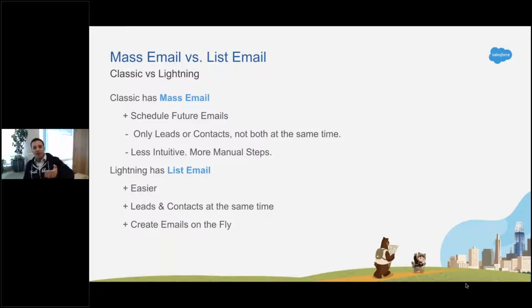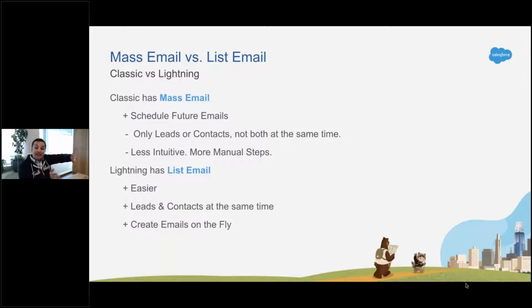But the downsides are with mass emails, you can only send emails to leads, however many leads you want, but not contacts, or just contacts, but not leads. You can't mix and match. You have to send 2 emails if you want leads and contacts together, okay? And it's also a little less intuitive. The number of steps involved is a little bit more manual. So other than the scheduling of future email send, there's really no reason to use mass emails.